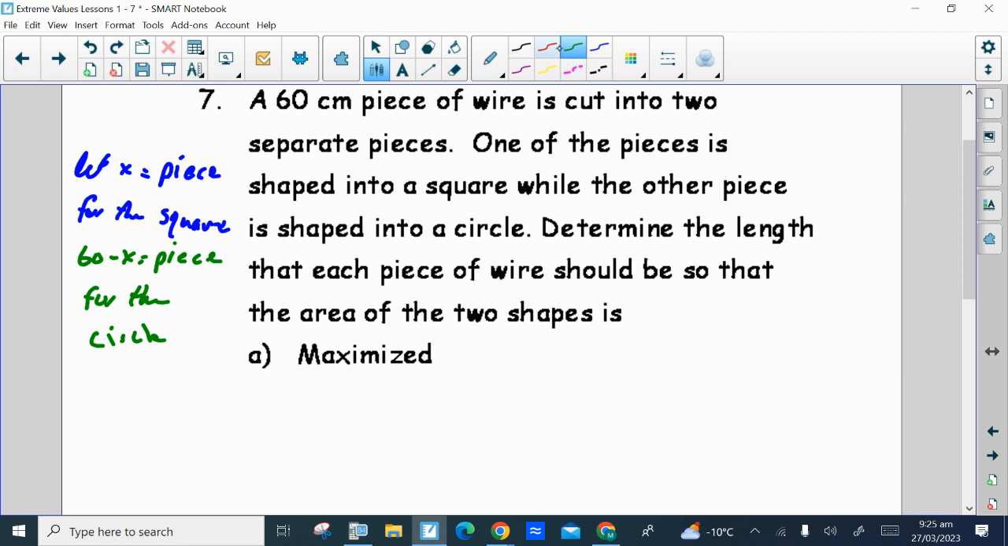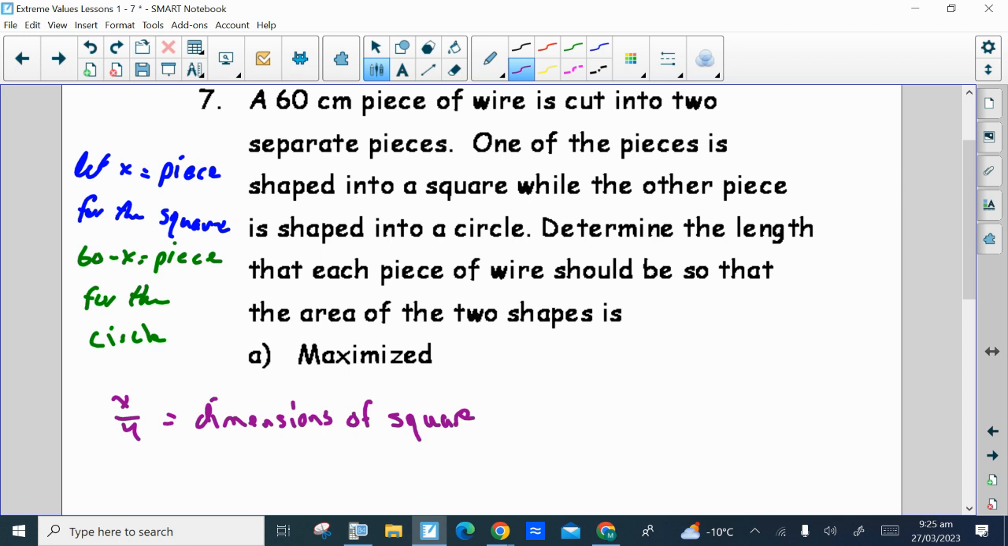Now, if it's a square, all four sides are the same length, so x over 4 will equal the dimensions of the square. Because it's a square, all four pieces are the same length. So if x is the entire length, or the perimeter of the square, then x over 4 will be the length of each side. So the square is x over 4 by x over 4.